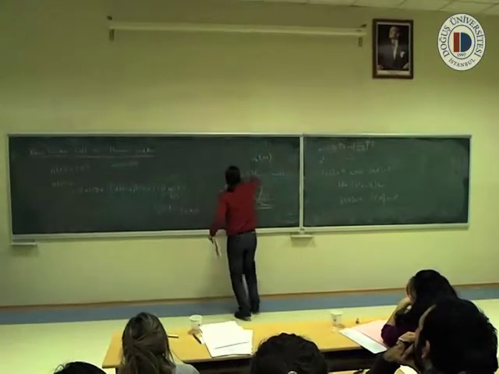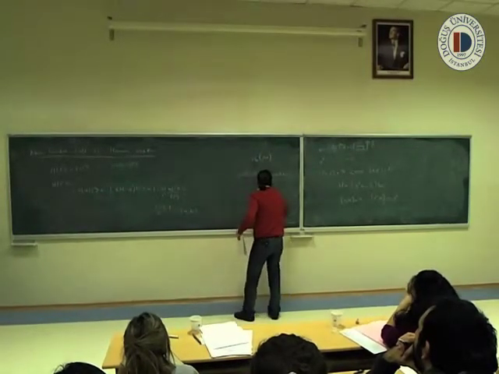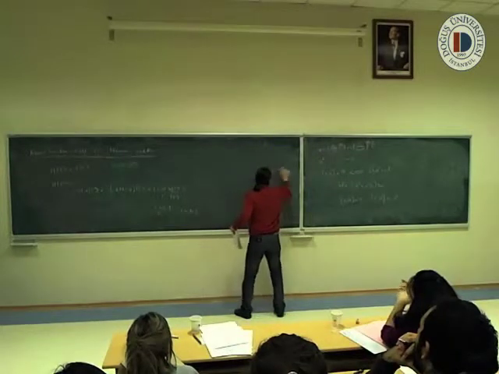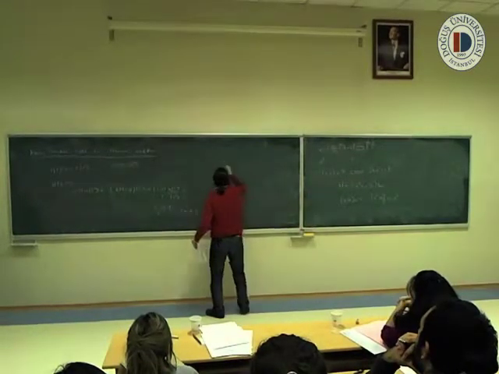So there must exist a state. There must be a state which is going to be destroyed by A.